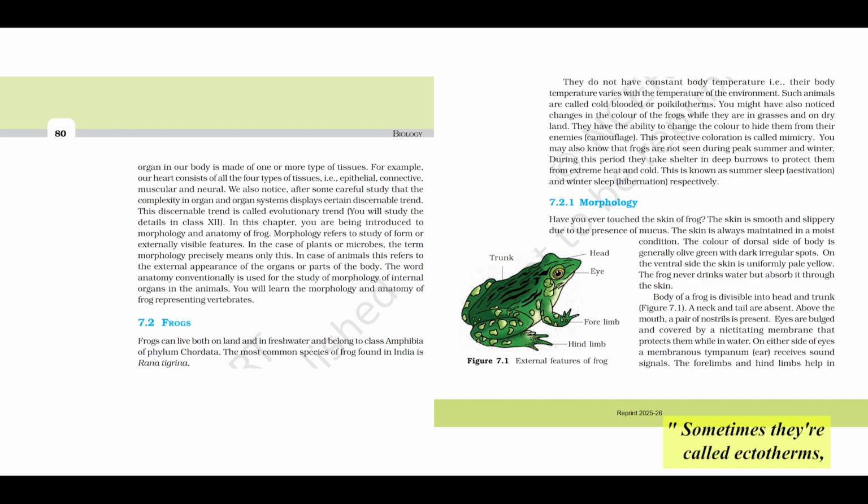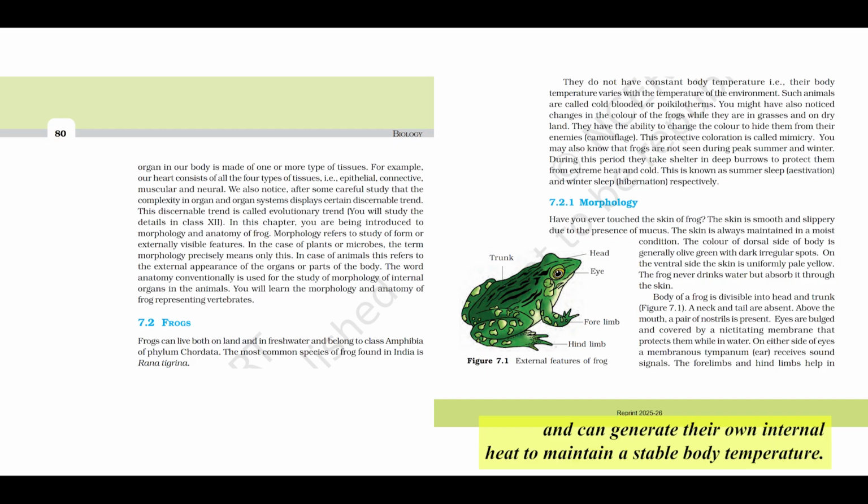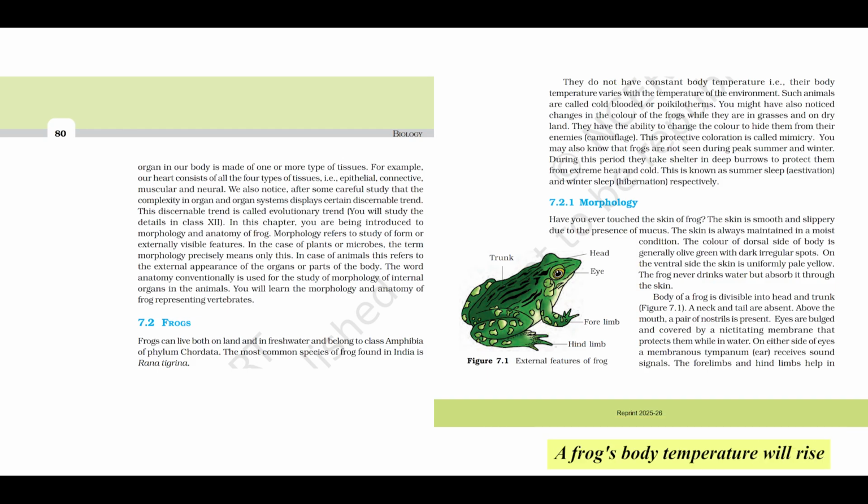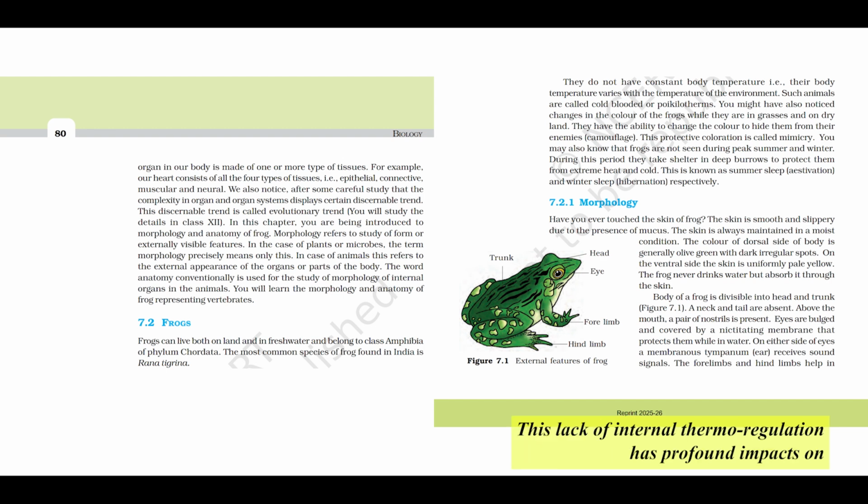Sometimes they're called ectotherms. Unlike mammals or birds, which are endotherms and can generate their own internal heat to maintain a stable body temperature, a frog's body temperature will rise if the ambient temperature is hot and fall if it's cold. This lack of internal thermoregulation has profound impacts on their activity levels and, crucially, on their survival strategies.